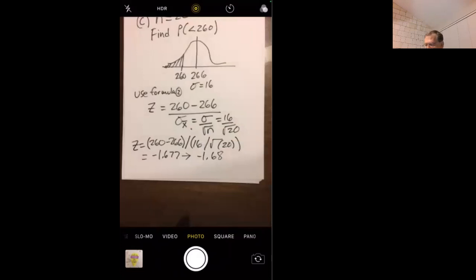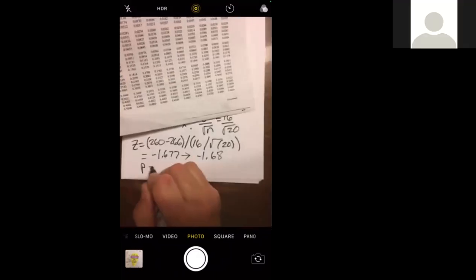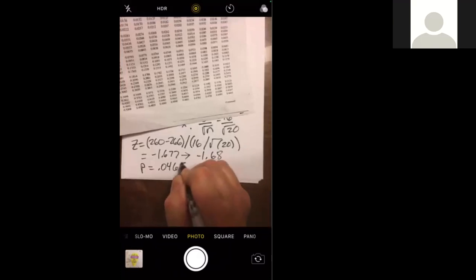And now you look that up. Negative 1.6, all the way over to the 08 column. And you get 0.0465. 0.0465, yeah. Okay.